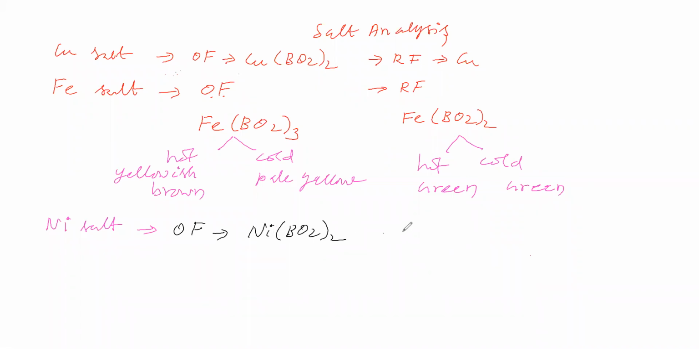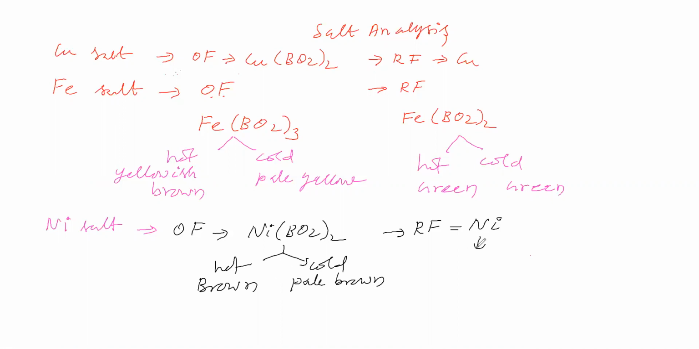In the reducing flame, nickel salt exists in the form of nickel metal. In the oxidizing flame, it shows brown color in hot condition. In cold condition, it shows a pale brown. So in hot condition brown, in cold condition pale brown.